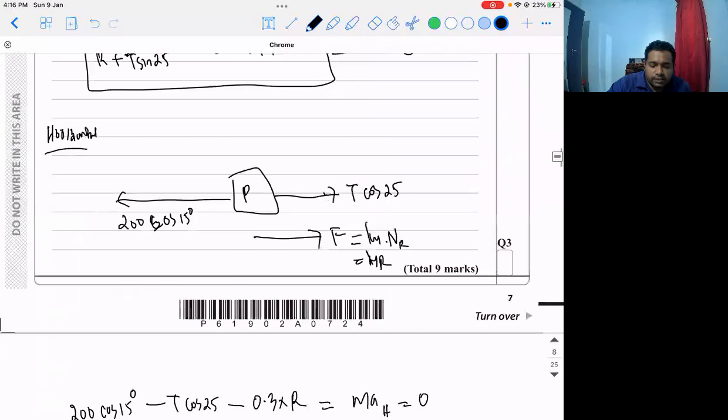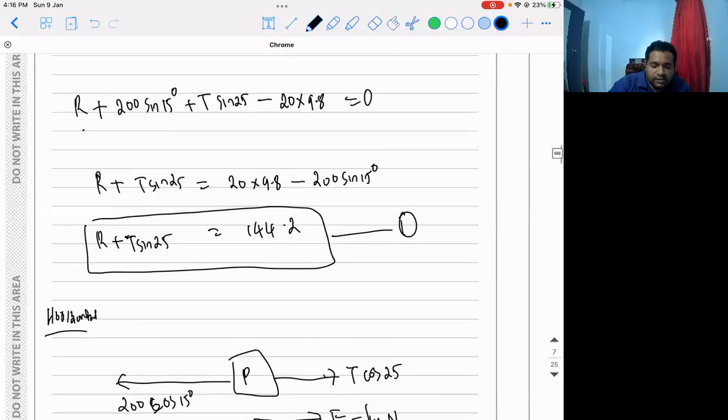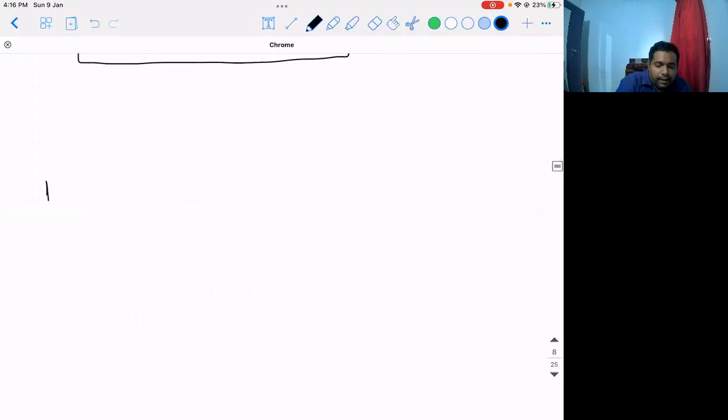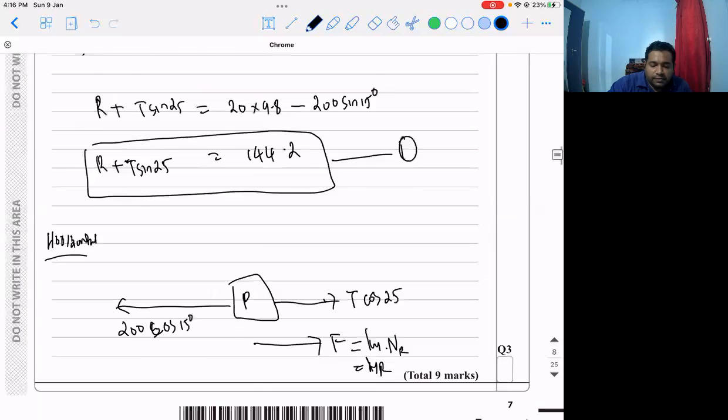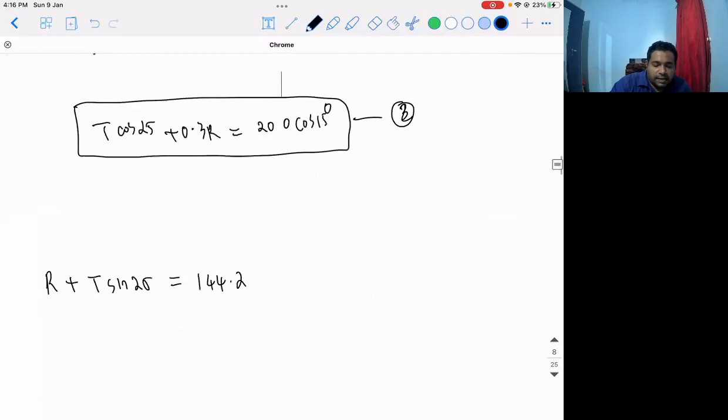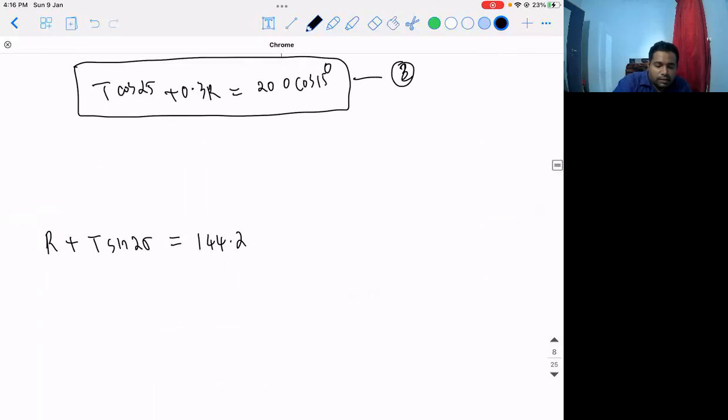What are the two simultaneous equations? One is this equation, right? R plus T sine 25 is equal to 144.2. The second equation is 0.3 R plus T cos 25 is equal to 200 cos 15 degree. So directly you can input these values in a calculator. Solve this. Please figure it out.